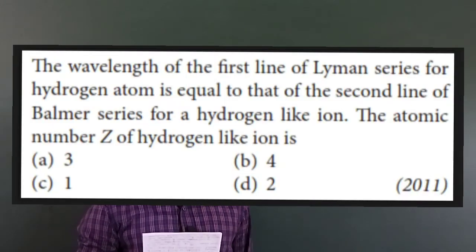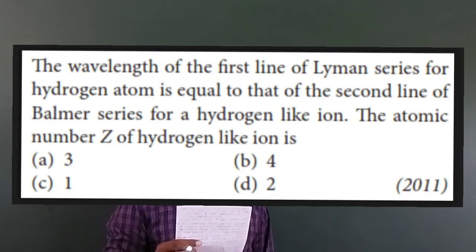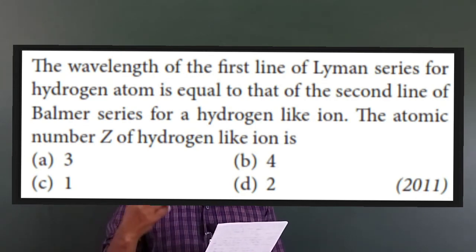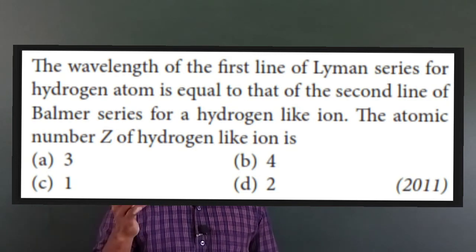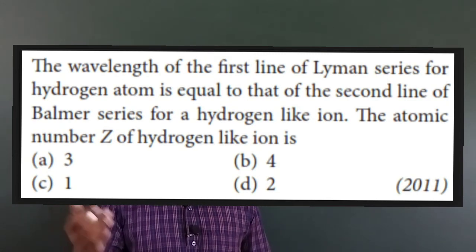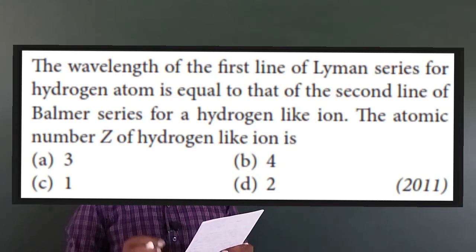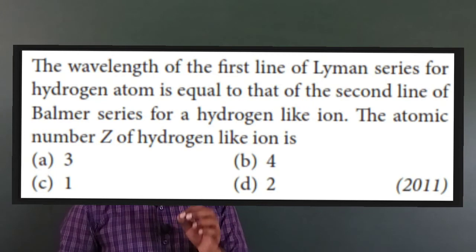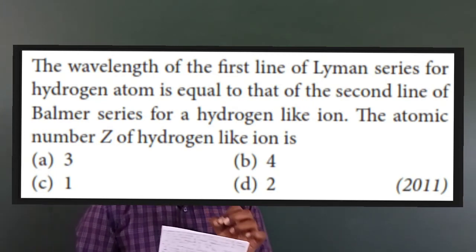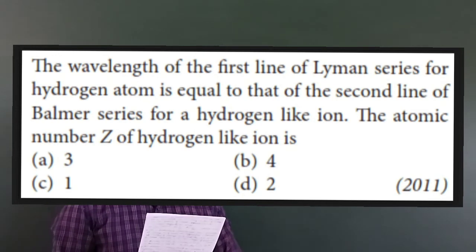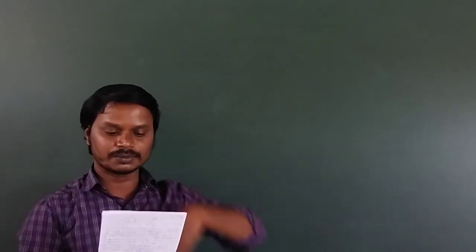Now next question. The wavelength of the first line of Lyman series for hydrogen atom is equal to that of the second line of Balmer series for a hydrogen like ion. Hydrogen like ion means it may be He plus or it may be Li double plus. Whatever. Now, the atomic number Z of the hydrogen like ion is what we have to find. Options given: first option 3, second option 4, third option 1 and last option 2. Which is the correct one we have to find.